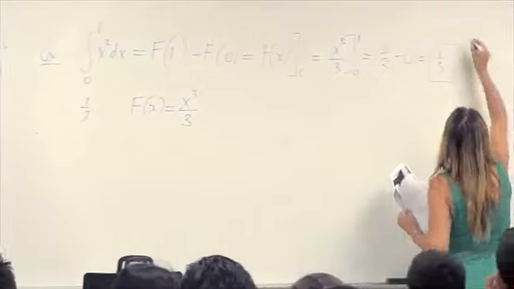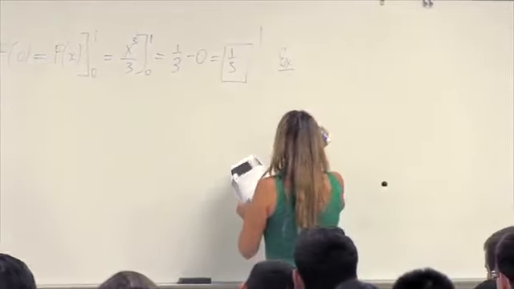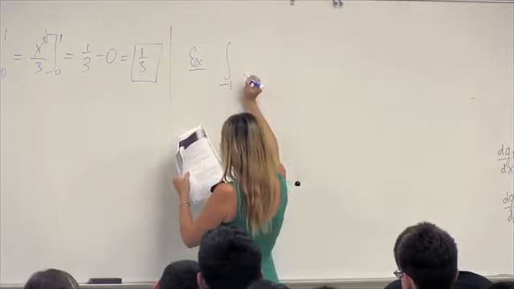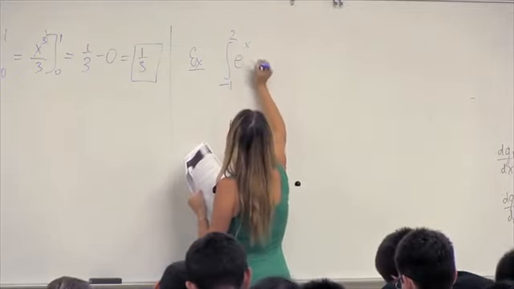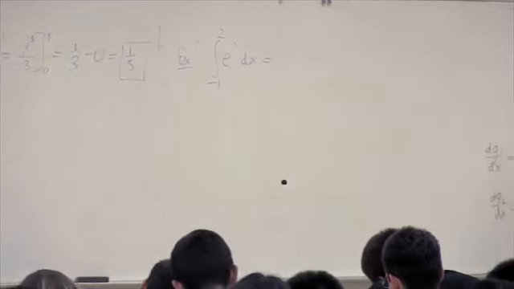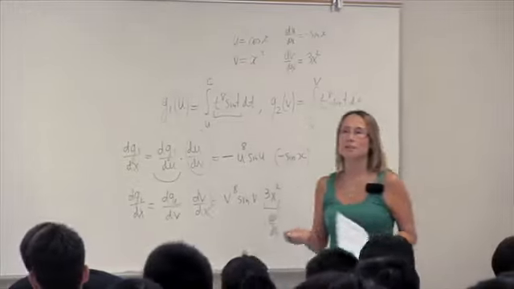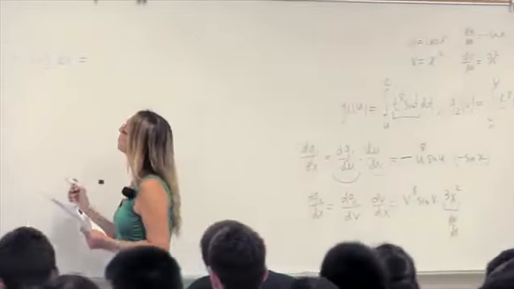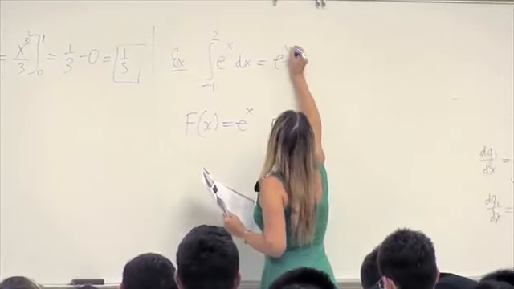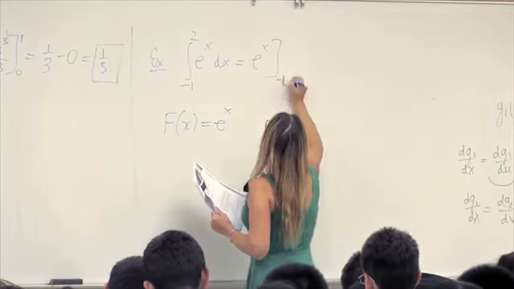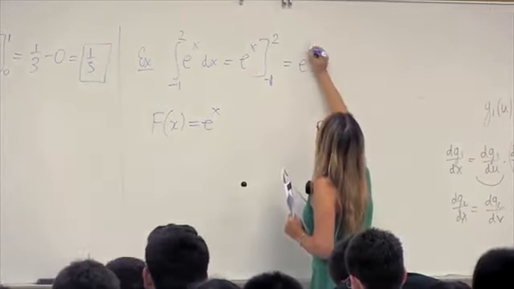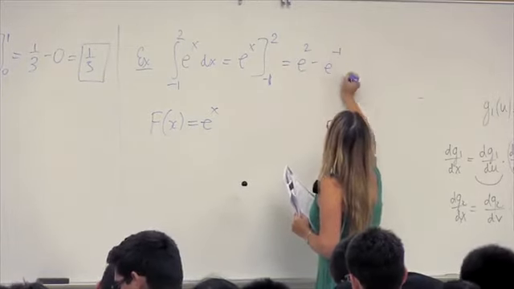Okay, the next example is also quite easy. We'll look at the integral from -1 to 2 of e to the x dx. That's a good function because we can very easily remember the antiderivative. So f of x is just e to the x. Like this. So we have e to the 2 minus e to the -1.